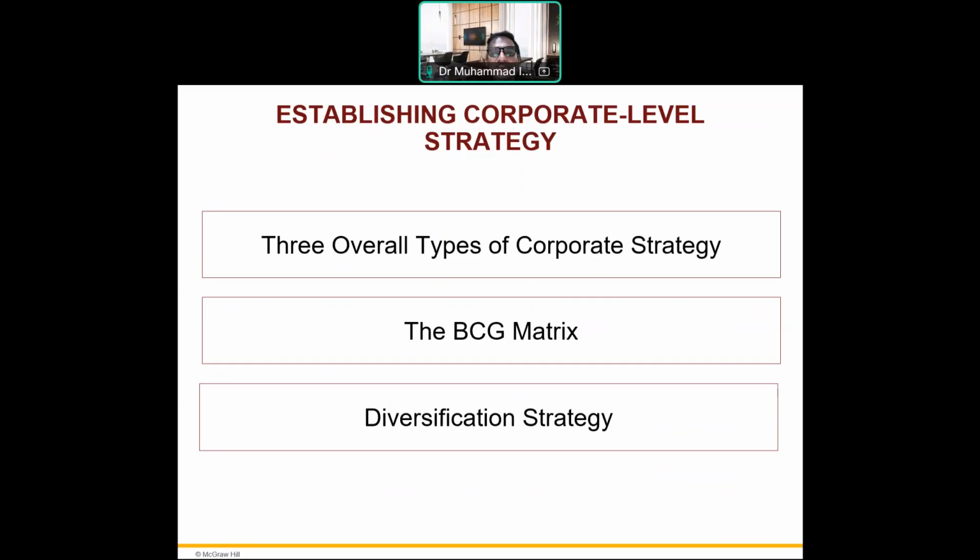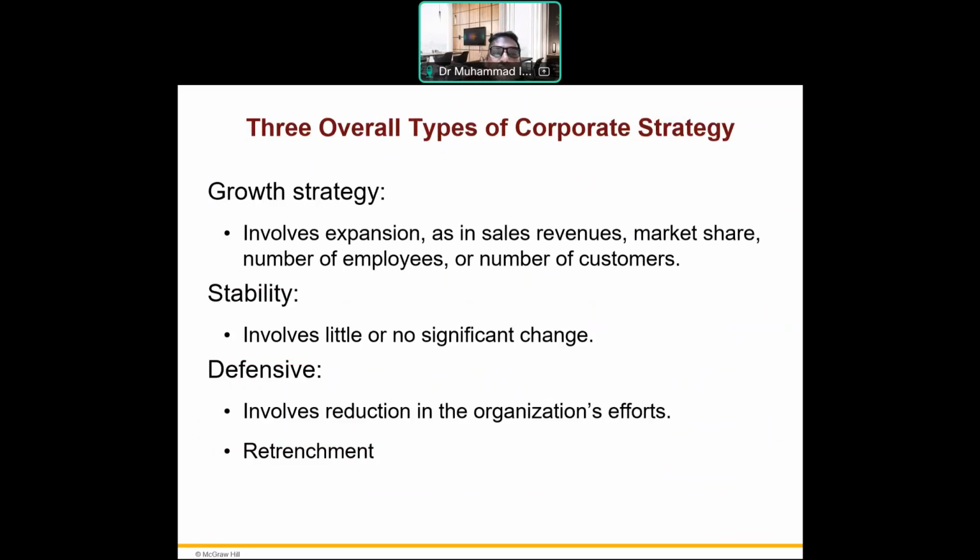Here, let me discuss in more detail the types of the strategies. The BCG matrix is also one of the tools to evaluate our corporate strategy, the overall condition of our company, and diversification, where we have to invest to be safe for a long time. Anyway, let me discuss one by one. Okay, here are basically three types of corporate level strategy. Some call it growth strategy.